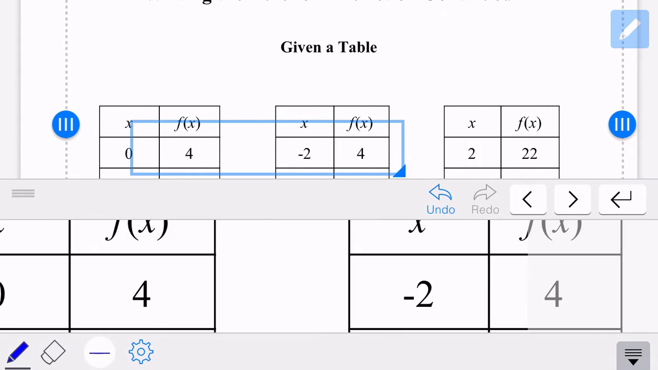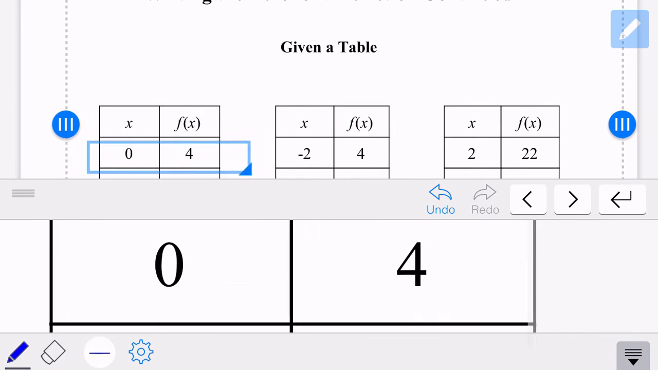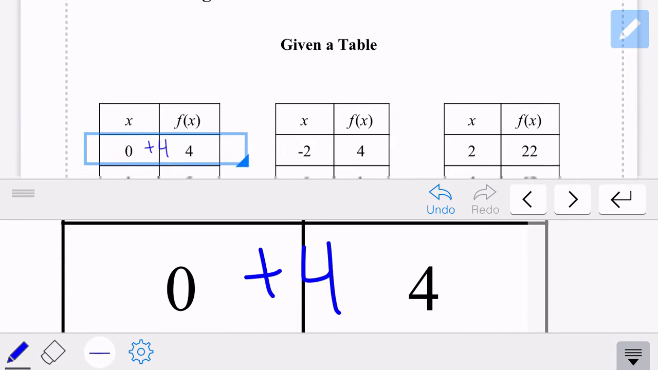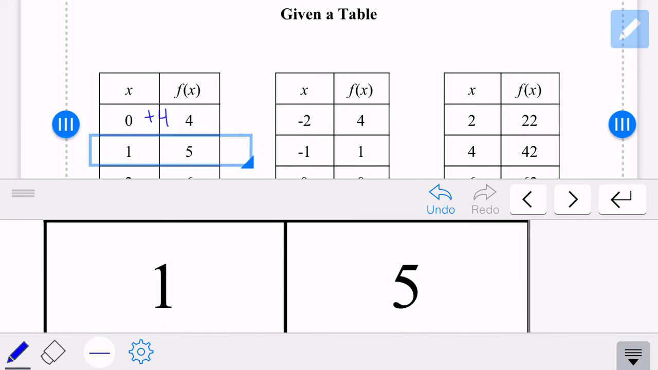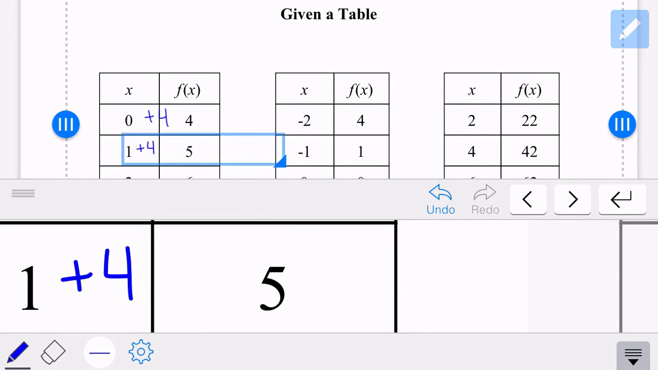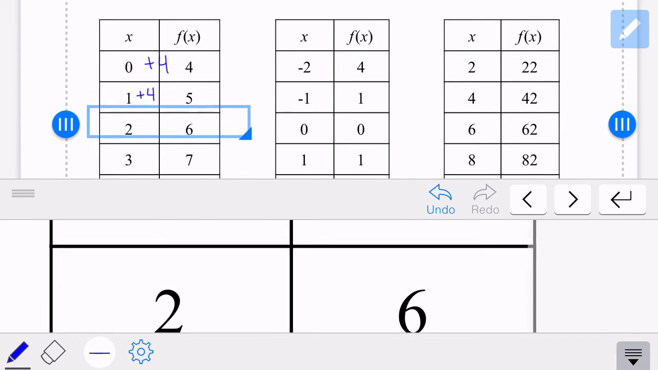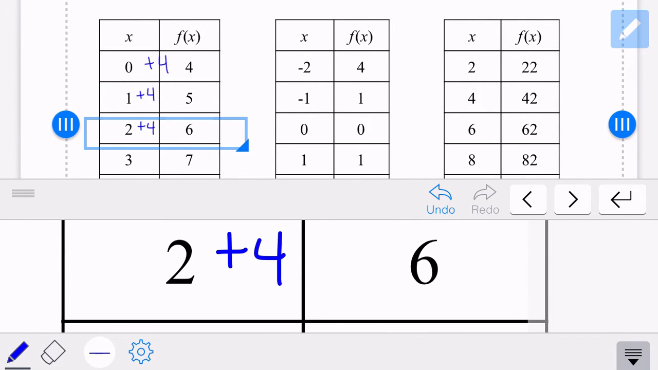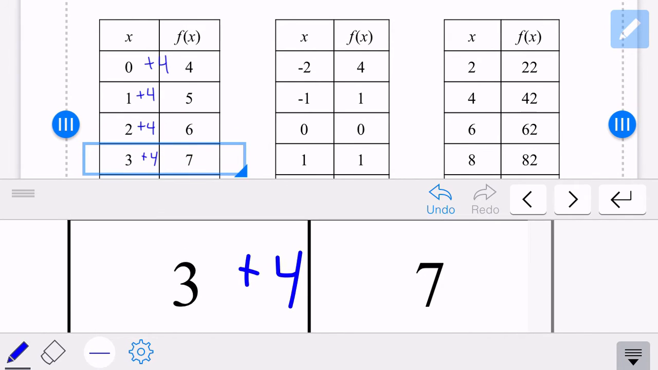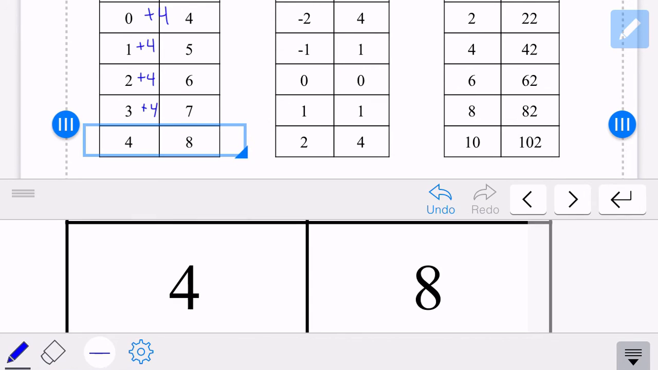Well, one connection might be, we could add 4. So let's check that out. Plus 4 would give us 4 from 0. Does that work with the rest of the table? Well, if we add 1 plus 4, do we get 5? Yeah, so far so good. Keep on going. 2 plus 4 is going to give us 6. Yep. 3 plus 4 will give us 7. So we're looking pretty good so far. 4 plus 4 will give us 8. So that's good. So we found that one pretty quickly.